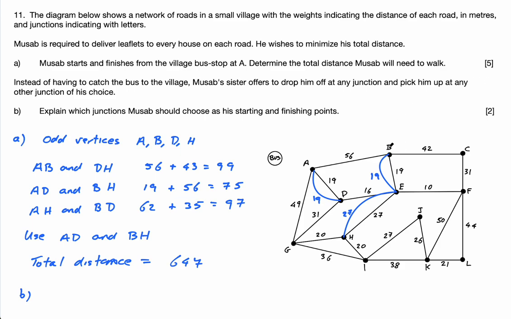So imagine he starts at, imagine the blue lines weren't there, and he starts at B. So now he could start at B and finish at H, or he could start at A and finish at D. So he can start at one of the odd ones and finish at one of the other odd ones, and he'd still be able to go along every single path. So which should he choose as his starting and finishing points?